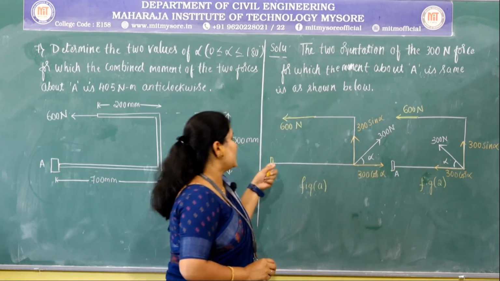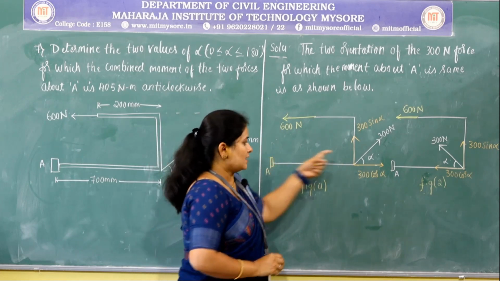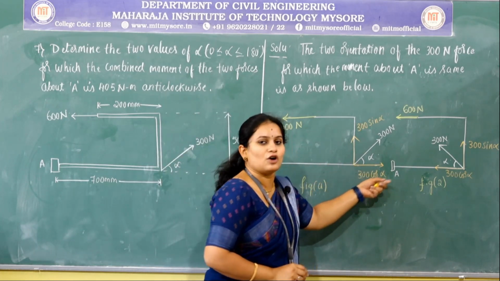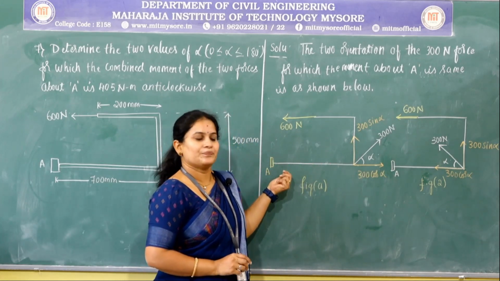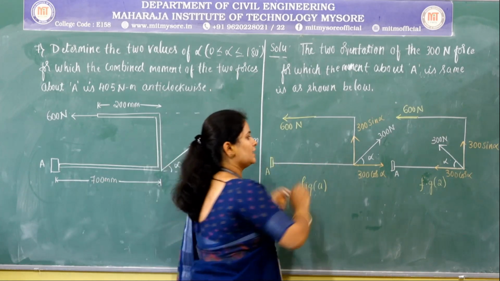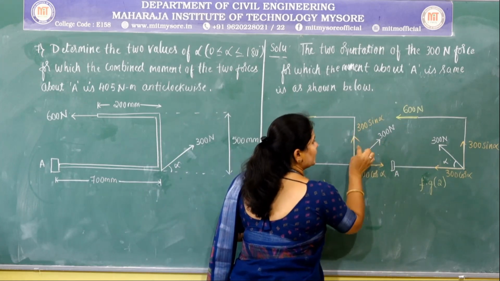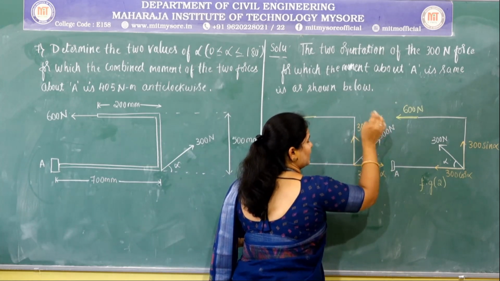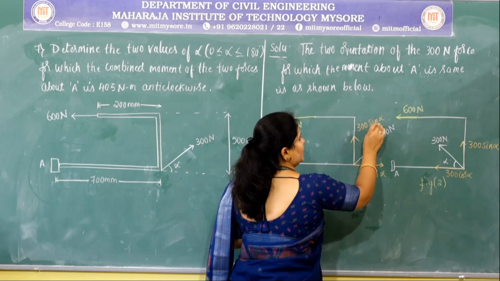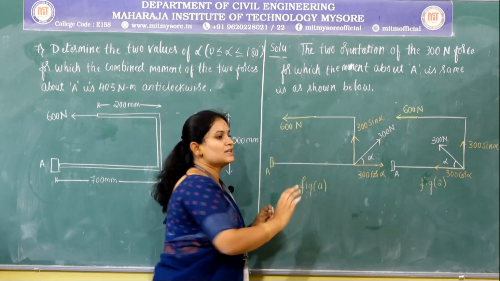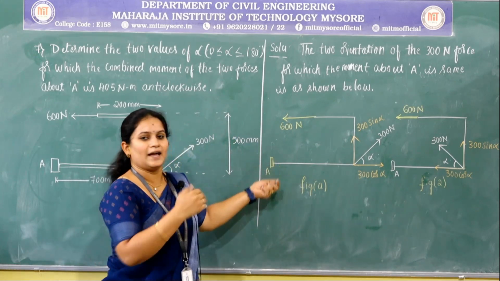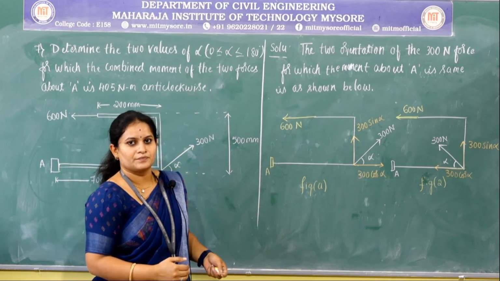Observe in these two figures, the x component of both the orientations will not produce any moment about point A, because the line of action of this x component in both the cases is in line with point A. Therefore, in both the cases the vertical component, that is 300 sin alpha, is in positive direction and will produce the same moment about point A in both the cases.